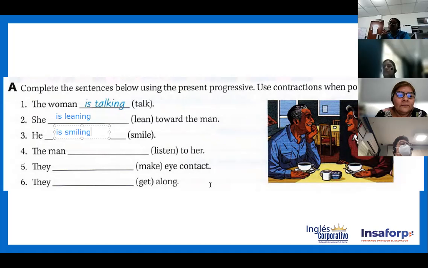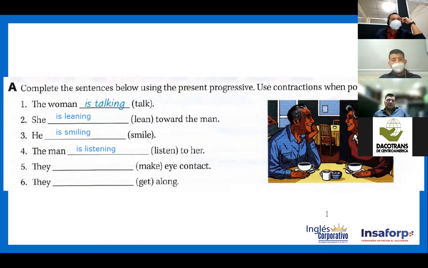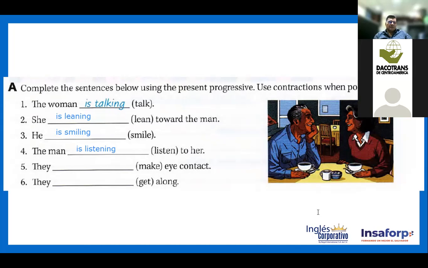Let's continue, please, Guadalupe, with number four, the man. The man is listening to her. Yes, right. The man is listening to her. Okay. Thank you. The next one, can you help me? Let's see. Eden Nilsson, please, can you help me? Number five.